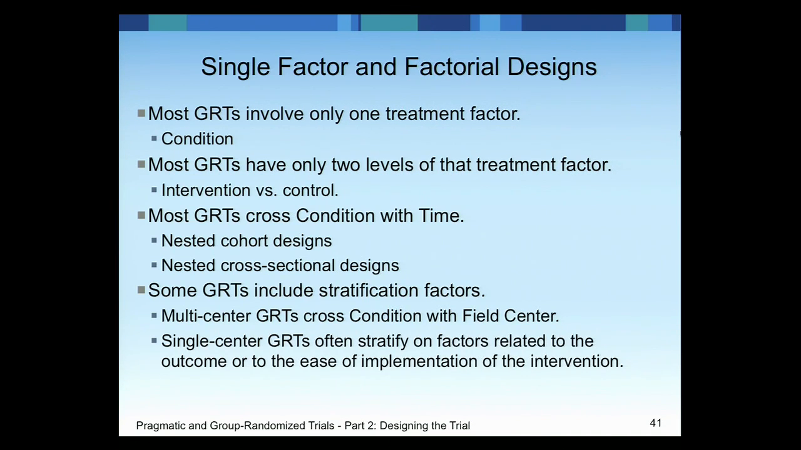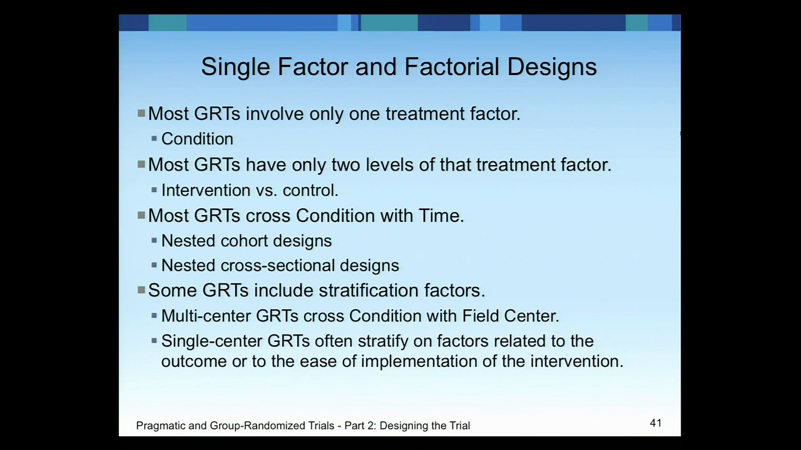In the cross-sectional version, you're measuring different people at each time point in each group. In the cohort version, you're measuring the same people at each time point in each group. Some group randomized trials include stratification factors. For example, multi-center trials generally cross-condition with field center.